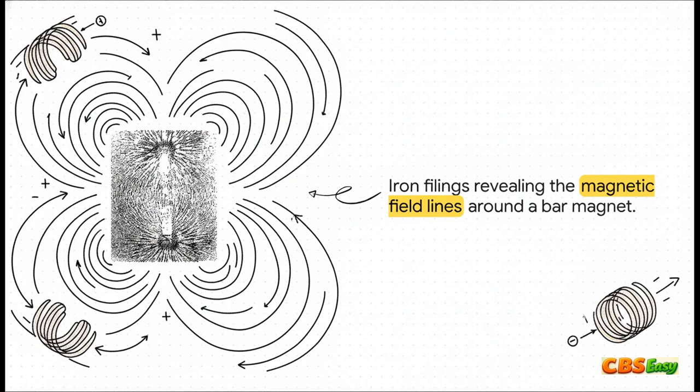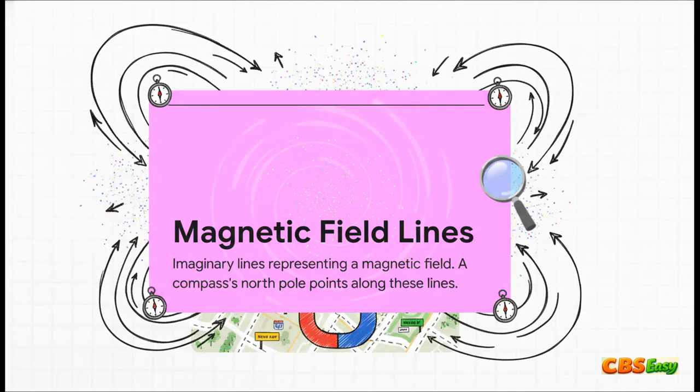If you sprinkle tiny iron filings around a bar magnet, they don't just fall in a messy pile. Nope. They actually line up and form this incredible, beautiful pattern. What you're seeing is basically a map of that invisible force field. We call these patterns magnetic field lines. Think of them as invisible roads that tell a compass where to go. Now, are these lines really there? No, they're imaginary, but they are a super powerful tool for helping us understand how all this works.